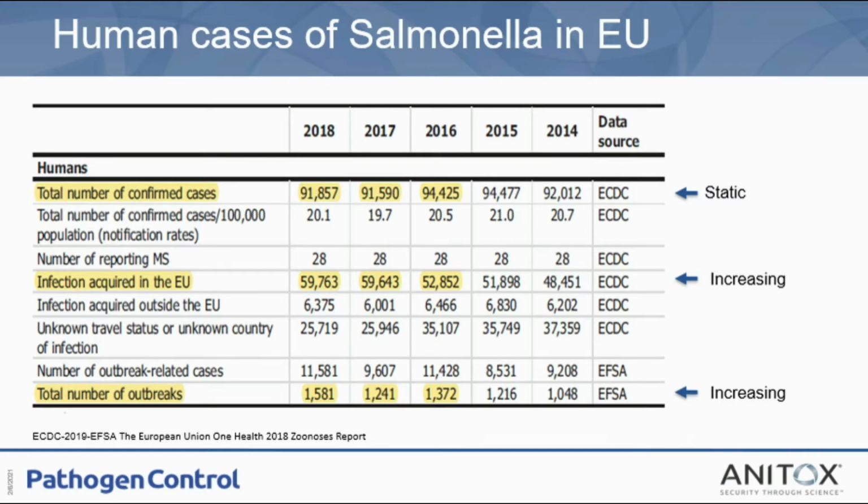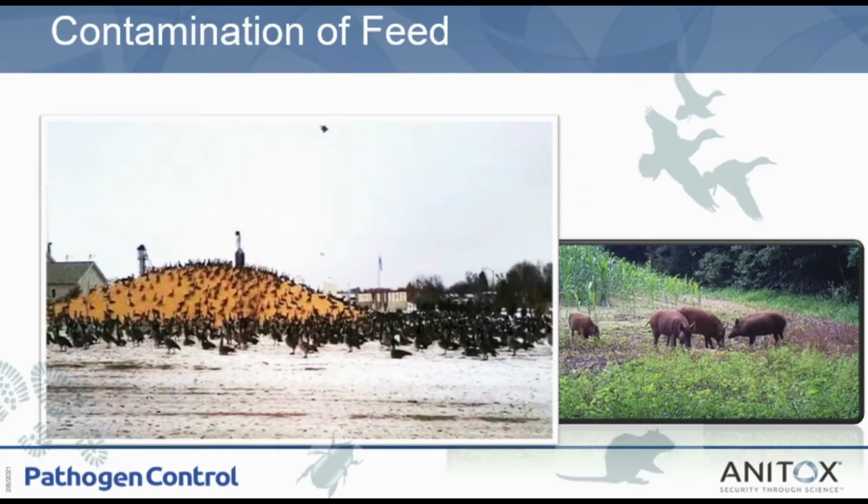Let's start by looking at human cases in Europe. The most recent report shows total cases are static, but salmonella infections acquired in the EU are increasing, as is the total number of outbreaks. So this is bound to remain under government and public scrutiny.